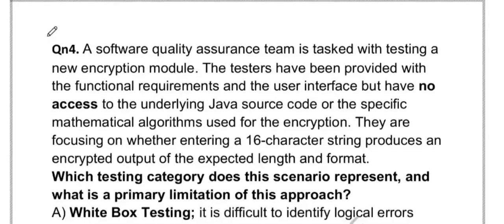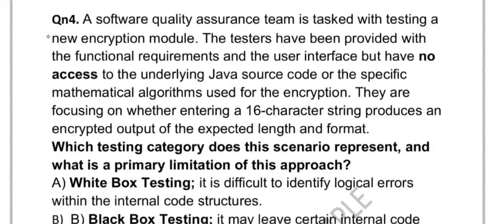Now friends, the question is, a software quality assurance testing team is checking a new encryption module. What are they tasked with? They are tasked with checking a new encryption module. What do the testers know? The testers know the functional requirement and the user interface. They have no access to the Java source code, and they have no knowledge of the encryption algorithm.